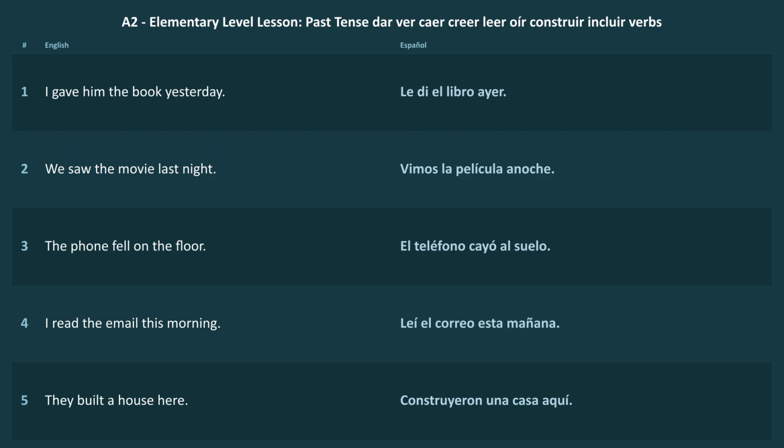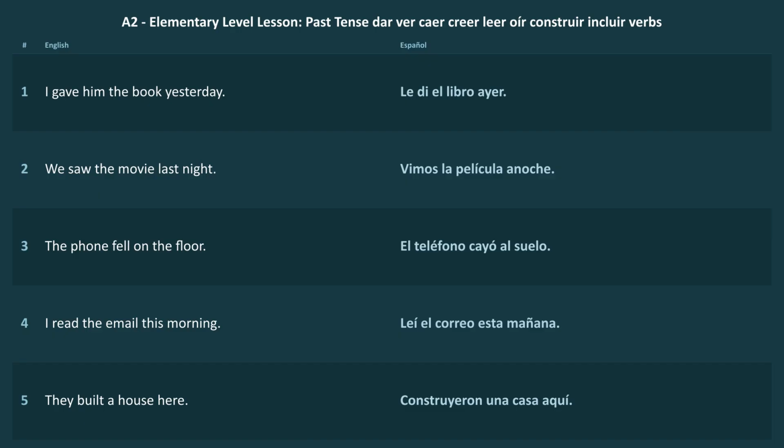So let's take incluir, to include. In the past, incluí, incluyó, incluyeron. How do you say the price included breakfast in Spanish? El precio incluyó el desayuno. Perfect. El precio incluyó el desayuno. That's travel Spanish right there. Very useful in hotels, tours, bookings, all that good stuff.